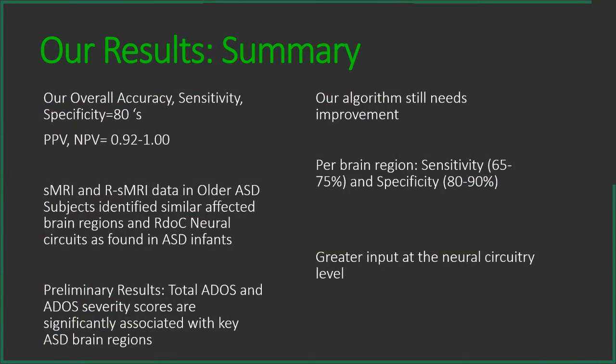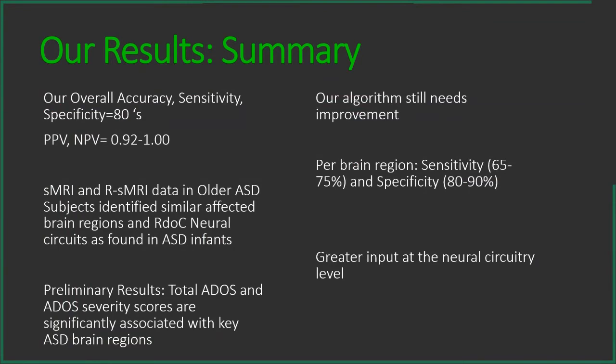So, our summary of our results, and I think I'm probably going to end here. Our overall accuracy, sensitivity, and specificity is in the 80% range. Our positive and negative predictability is getting better with each data set that we have. What's interesting about the data of the 8 to 17-year-olds is that we identified similar affected regions in neurocircuits that were found in the high-risk infants that were later diagnosed with ASD. So the brain regions in the neurocircuits are probably the same. Our preliminary results suggested that these gold standard measures of autism that the psychologists have are significantly associated with these key brain regions that were also identified in infants.